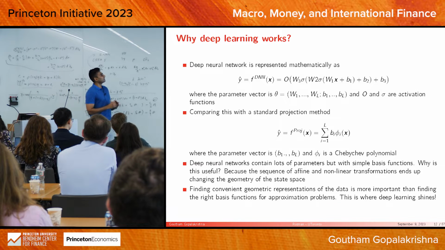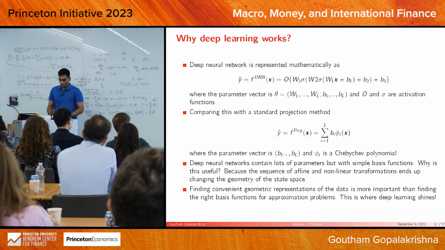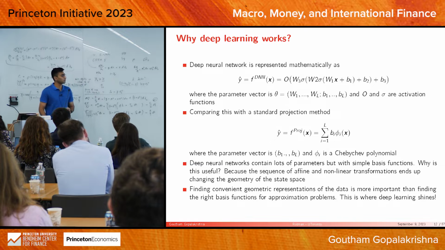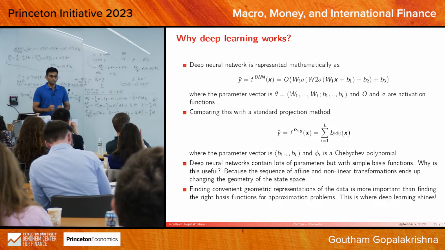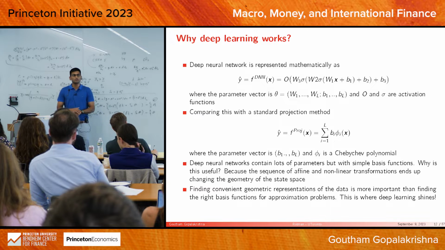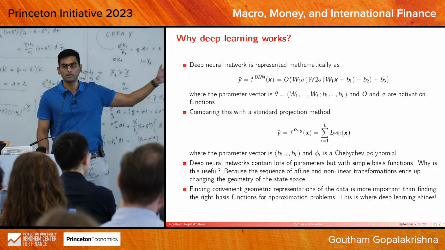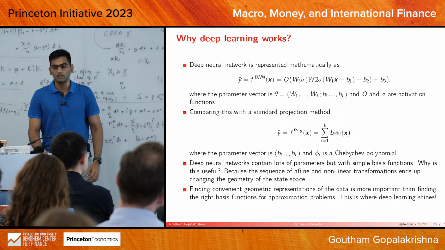Let's pause and compare it to the projection methods that we are also fond of. I already talked about the trade-off earlier. In deep learning, there are lots of parameters, whereas in projection methods, the basis functions are complex, but there are very few parameters. So that's the trade-off. One of the reasons to favor deep learning is because we know how to optimize efficiently in a high-dimensional manifold. Earlier, it wasn't possible, and that's why people used projection methods, because there are only a few parameters to find.